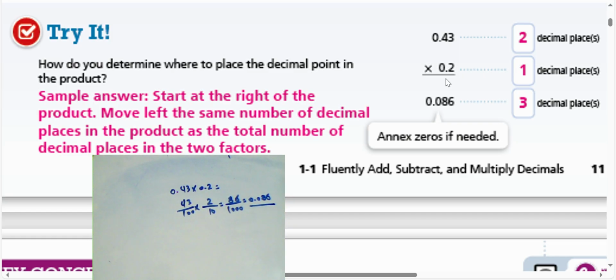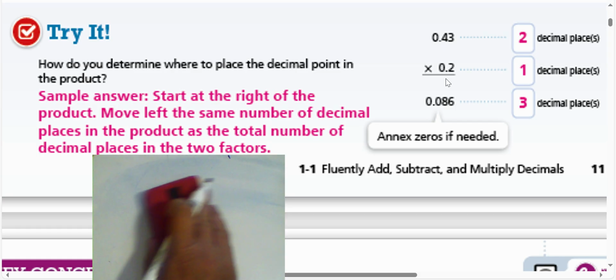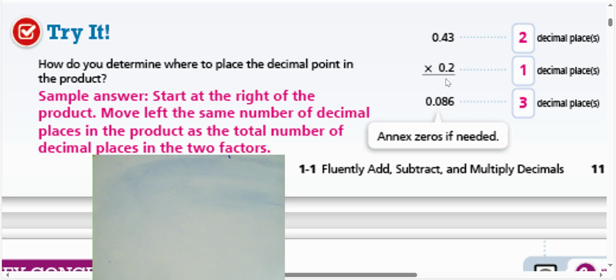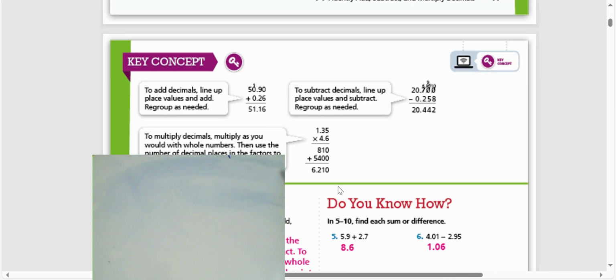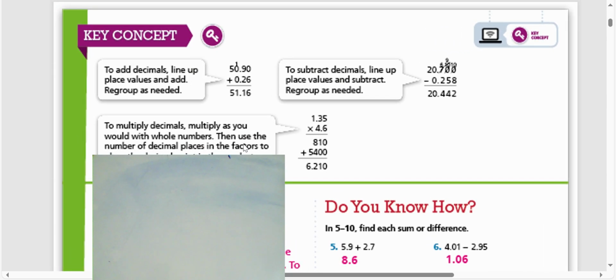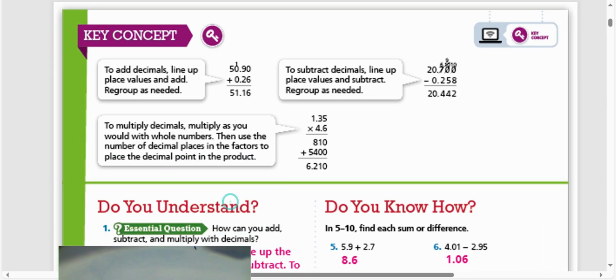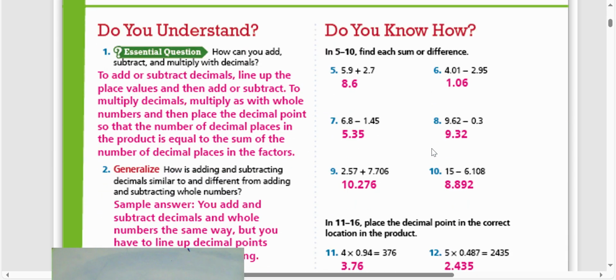86 thousandths. The simple answer: we must start at the right of the product and move left the same number of decimal places as the total number of decimal places in the two factors. The point goes after three places. Now we can add and subtract. Okay, do you understand here? How can you add, subtract, and multiply with decimals? You can explain the steps here.